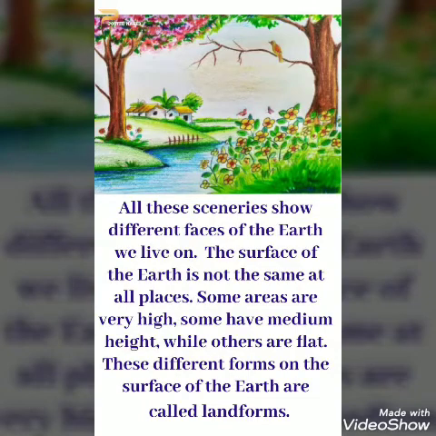The surface of the earth is not the same at all places. Some areas are very high, some have medium height, while others are flat. These different forms on the surface of the earth are called landforms.